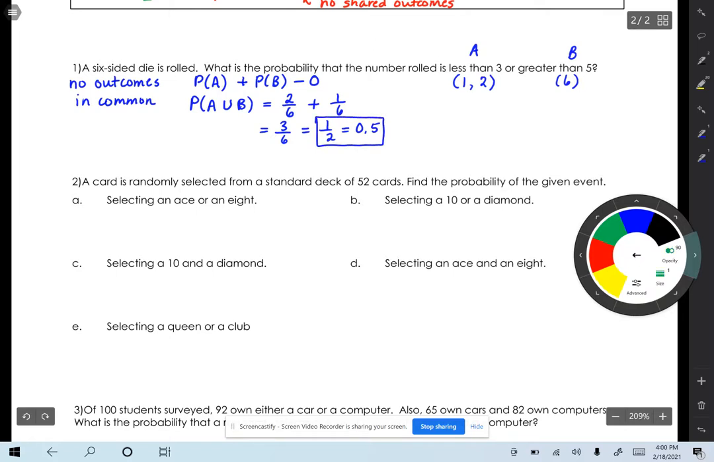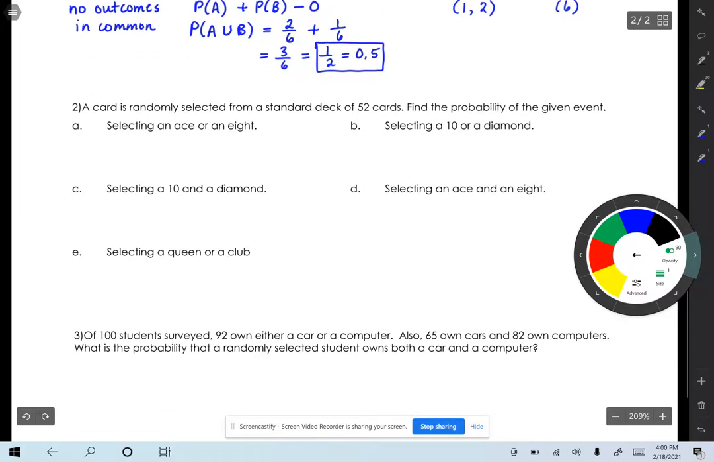Right, next problem. We'll go into cards, and there's several of these. A card is randomly selected from a standard deck of 52 cards. So going back to cards, a little refresher. We have 4 suits, so we have 13 hearts, 13 diamonds, and I'm not even going to bother drawing spades. So 13 spades, 13 clubs. Okay. And so that's kind of a really good starting point there.